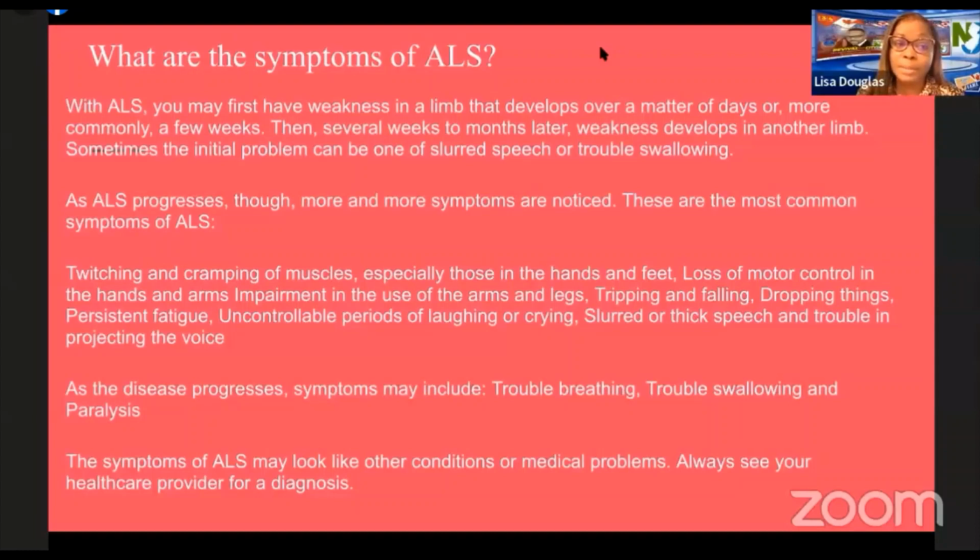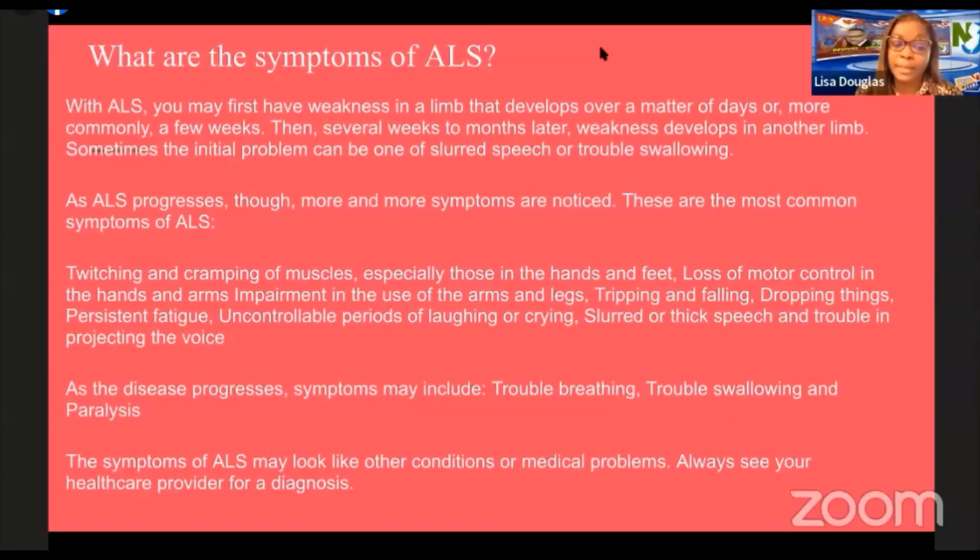These are the most common symptoms of ALS: twitching and cramping of muscles, especially those in the hands and feet, loss of motor control in the hands and arms, impairment in the use of the arms and the legs, tripping and falling, dropping things, persistent fatigue, uncontrollable periods of laughing or crying, slurred or thick speech, and trouble in projecting the voice. As the disease progresses, symptoms may include trouble breathing, trouble swallowing, and paralysis.